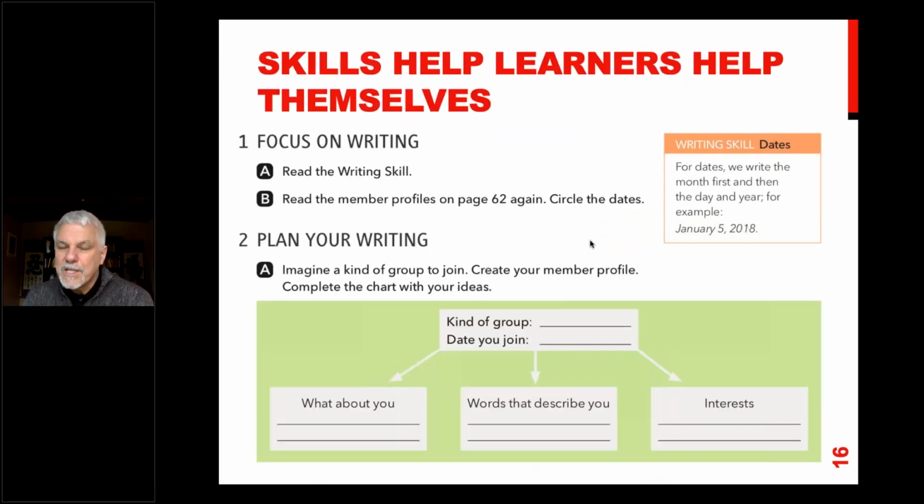We need skills that help learners to help themselves. So this book, like many books, has writing skills. So for example, how do you write dates? And this is an interesting one because different cultures write differently. In your first language, you probably write, for example, the day first, so it would be 5 January 2018, not January 5th, 2018. When you're learning a language, you have to learn all the little conventions, how things are written. When I was studying Spanish, I had to learn to write the question mark upside down at the beginning of the sentence. That was new for me. And I see some students still do that when they're learning English. And of course, they have to stop doing that because it's not appropriate.